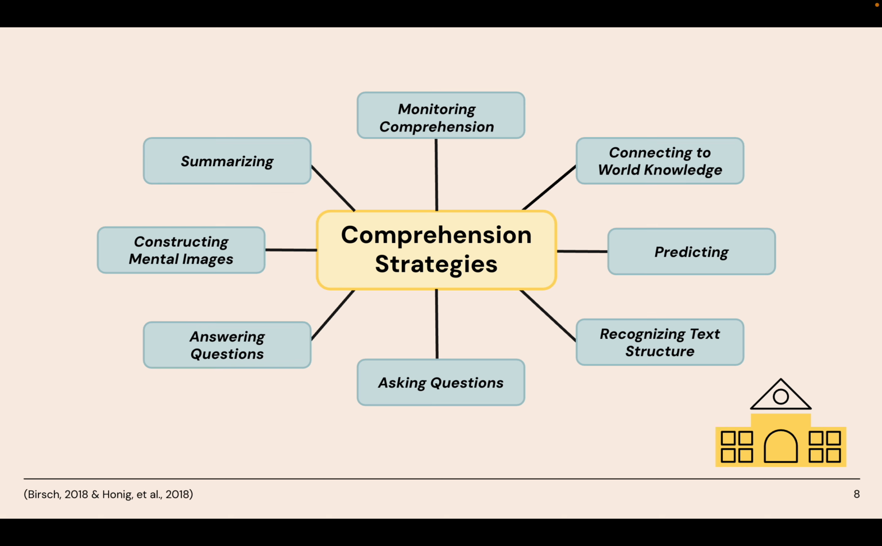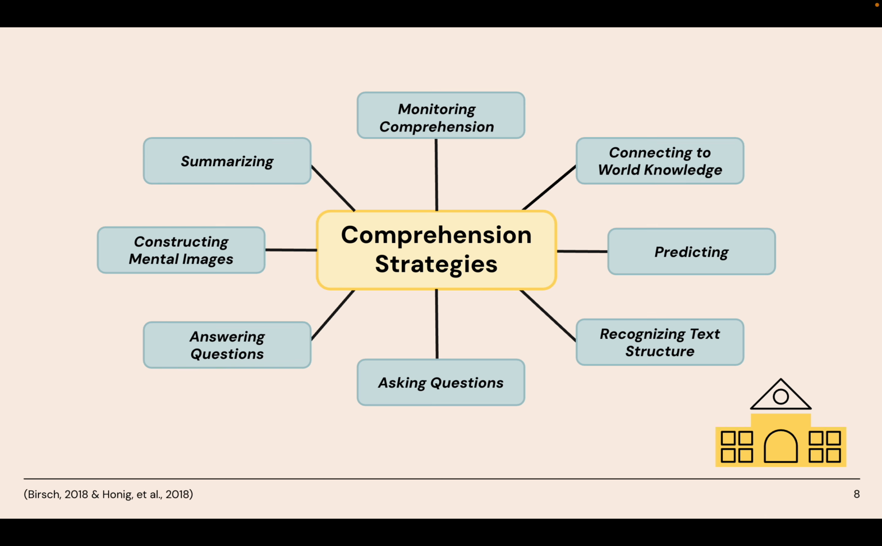The next strategy, which is similar, is answering questions. So teachers often will give guided questions or some activating questions that students are supposed to be answering in order to improve their comprehension of a topic or a story concept or any kind of literary idea.